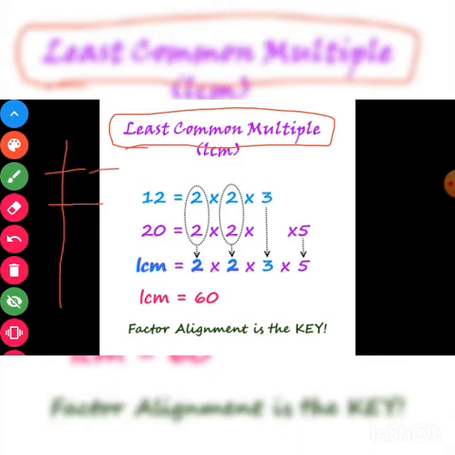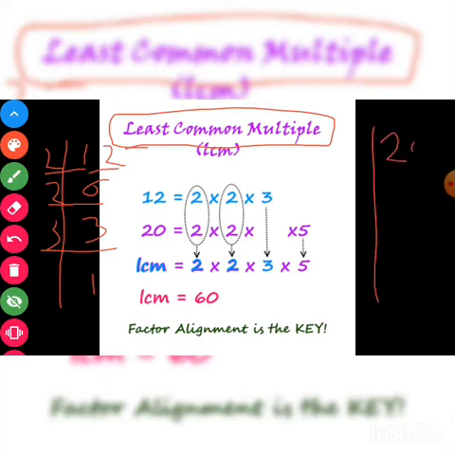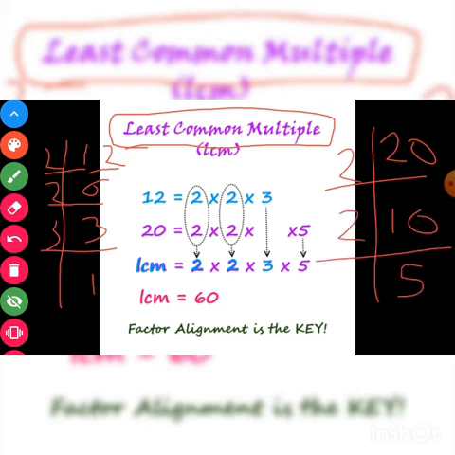So with the help of an example, let us do it. Doing the prime factorization of 12, you will get 2 into 2 into 3, and when you do the prime factorization of 20, you will get 2 into 2 into 5. Now the common factor between 12 and 20 will be 2 into 2. So that we will write first.